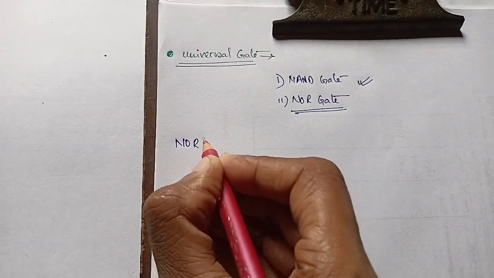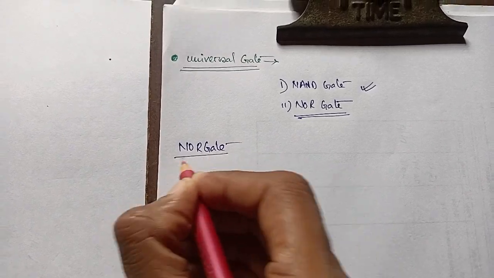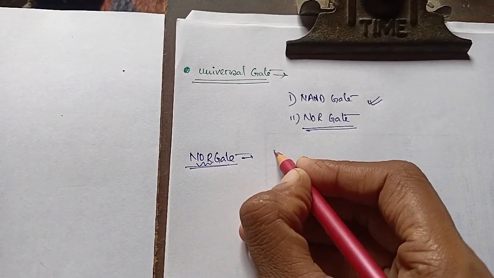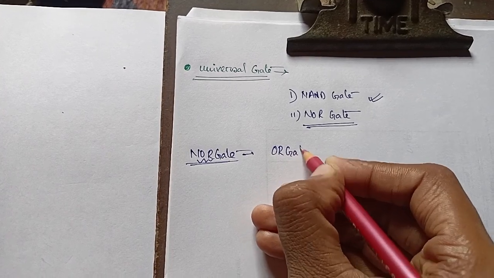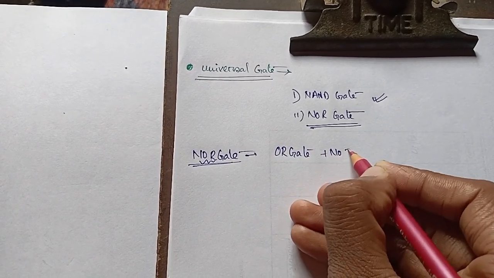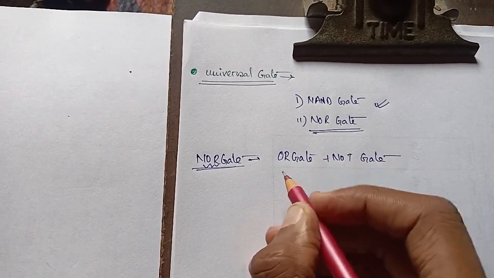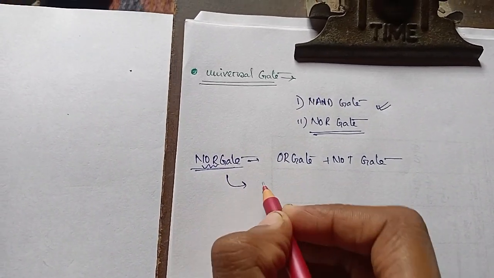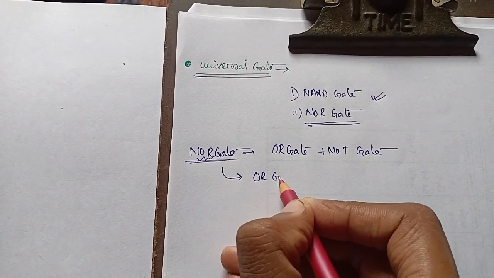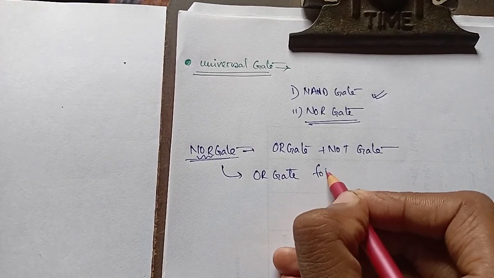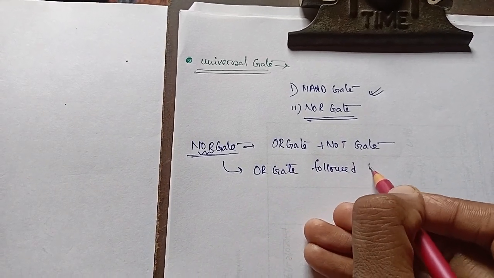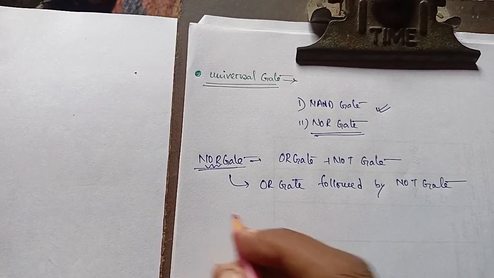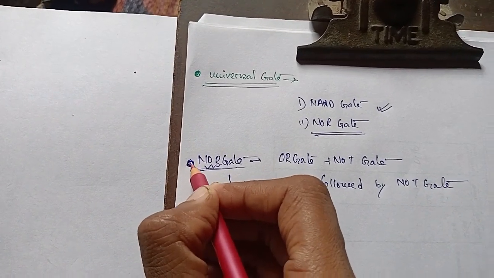So the NOR gate. In the naming convention, NOR has OR present in it. So OR gate plus NOT gate is called a NOR gate. We can say this is an OR gate followed by a NOT gate, and this is denoted as the NOR gate.